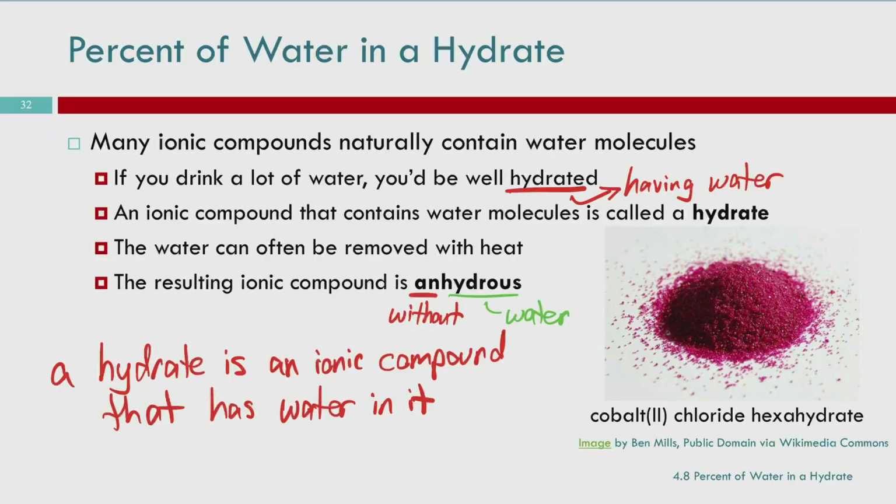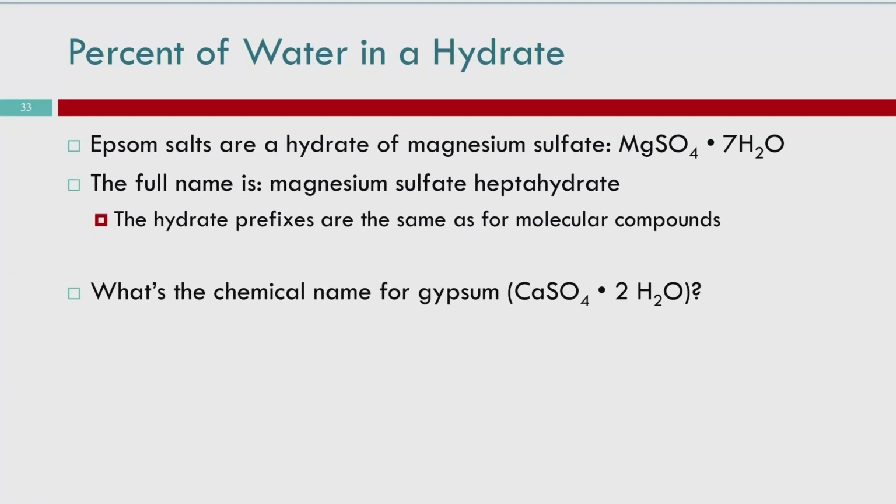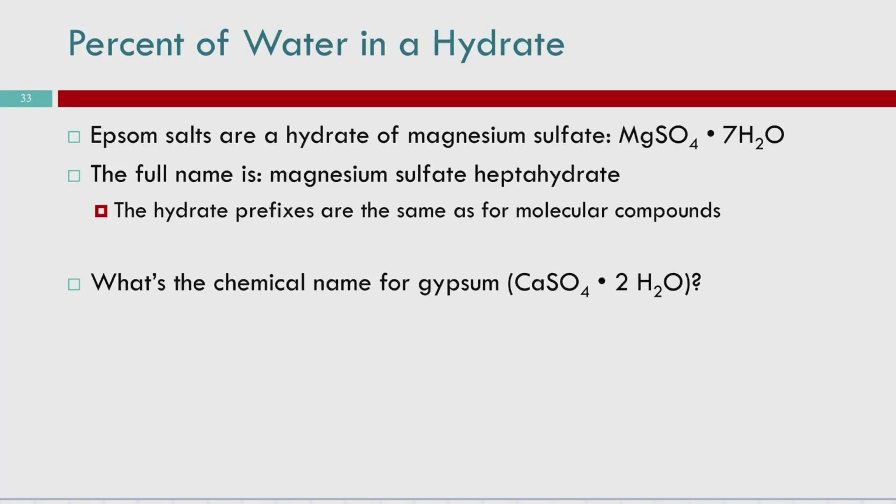Anhydrates often have fun colors, so this cobalt(II) chloride hexahydrate has this really fun kind of magenta color. Epsom salts are a hydrate of magnesium sulfate, and the formula looks like this. MgSO4, and then it's got the dot. The dot is not multiplication, even though we'll often use a dot for multiplication. The dot means associated with, or just with.